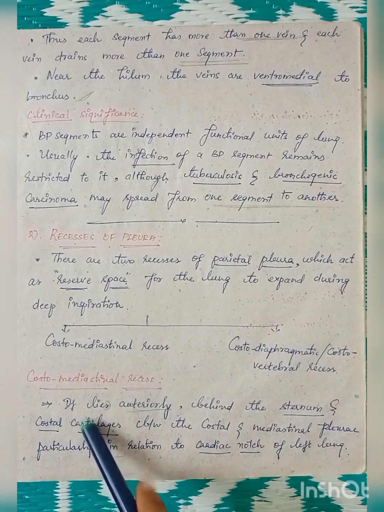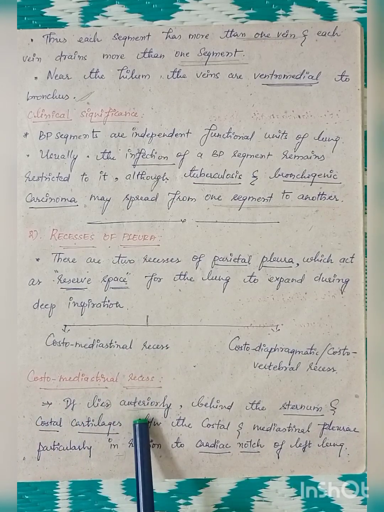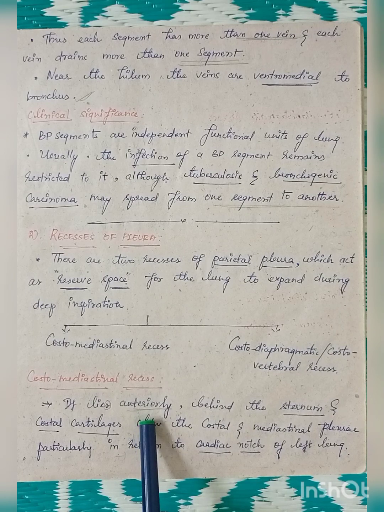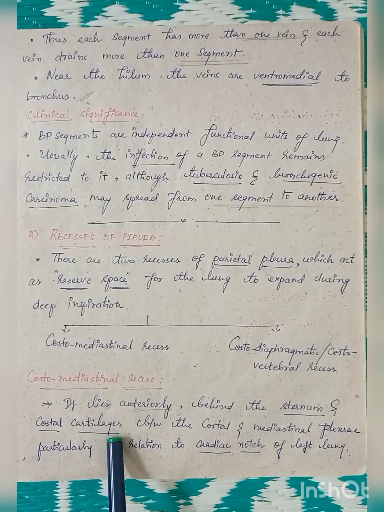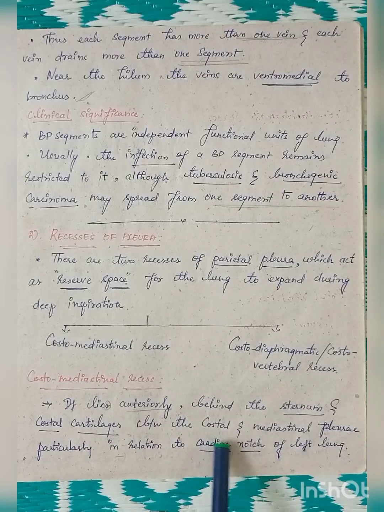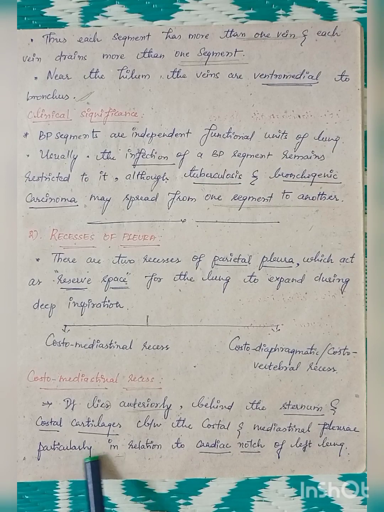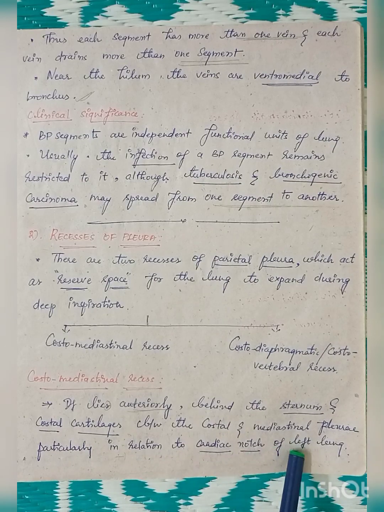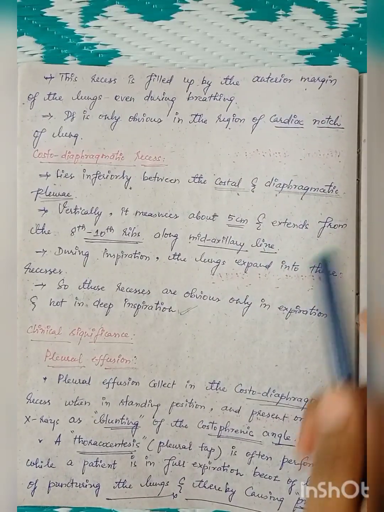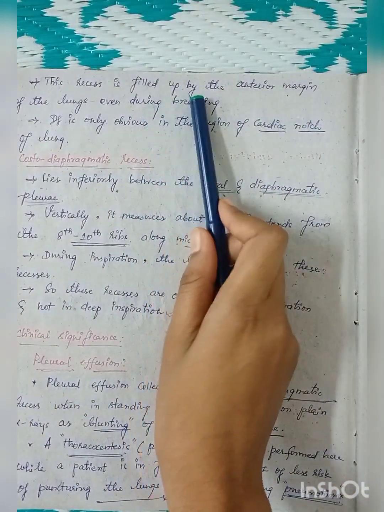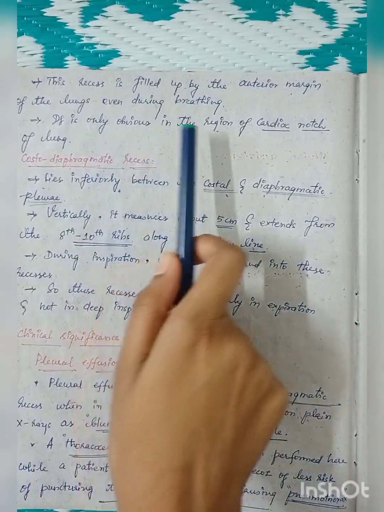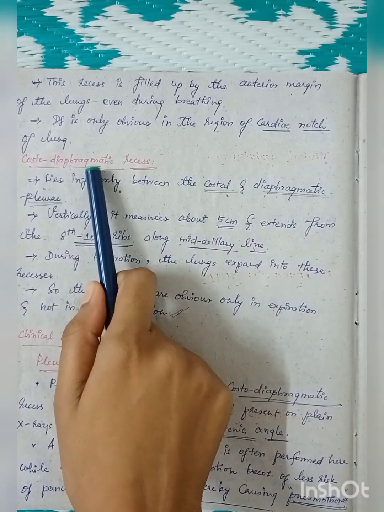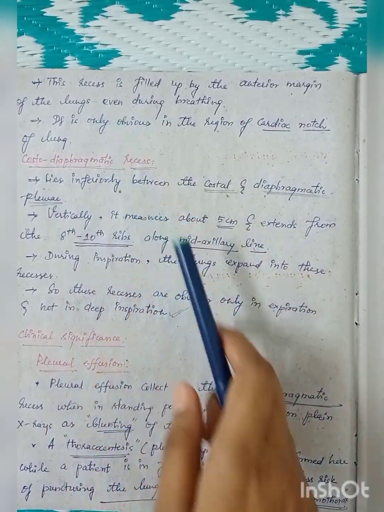Costo-mediastinal recess. As I said, it lies anteriorly, because as we know the mediastinum is present in an anterior position. It lies anteriorly behind the sternum and the costal cartilages, between the costal and mediastinal pleura, particularly in relation to the cardiac notch of the left lung. And this recess is filled up by the anterior margin of the lungs even during breathing, so it is only obvious in the region of the cardiac notch. This is all about the costo-mediastinal recess.